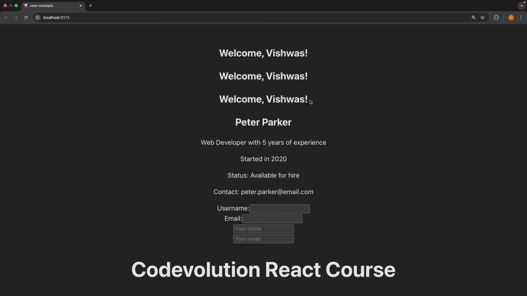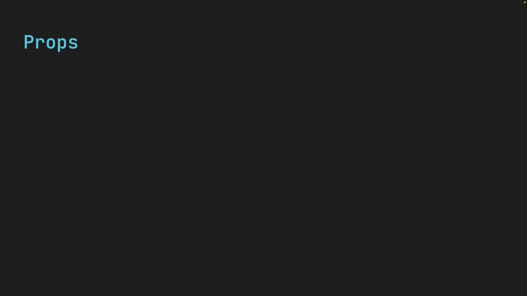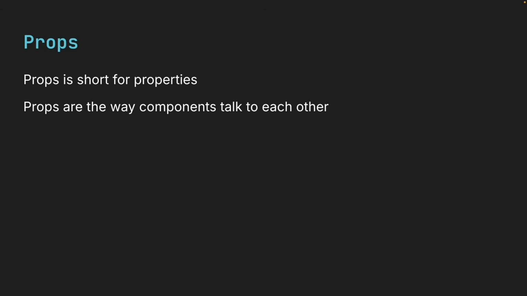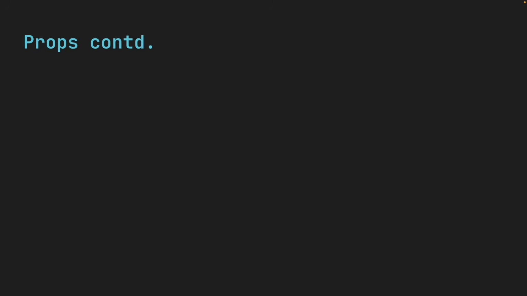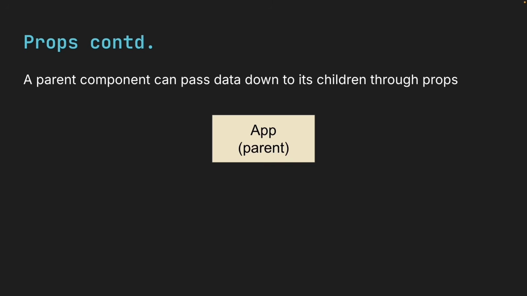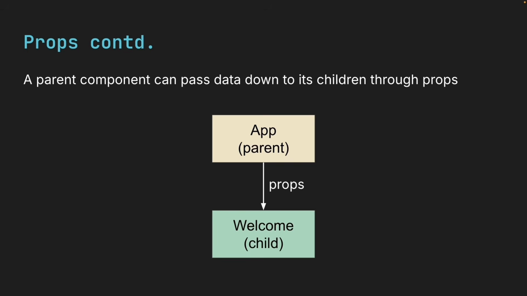What we really want is to use the same component structure, but display different information each time. Welcome different people, show different products, display different user profiles. You get the idea. That is where props come in. Props is short for properties. Think of them as the way components talk to each other. A parent component can pass data down to its children through props.